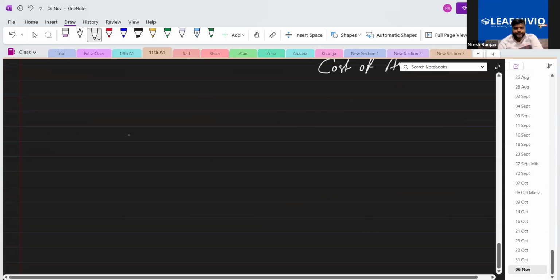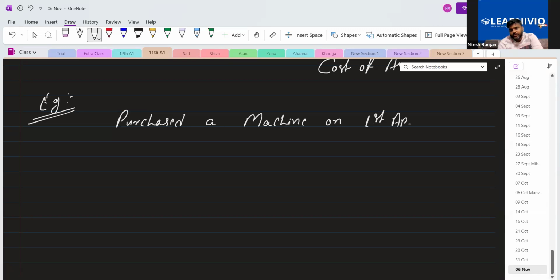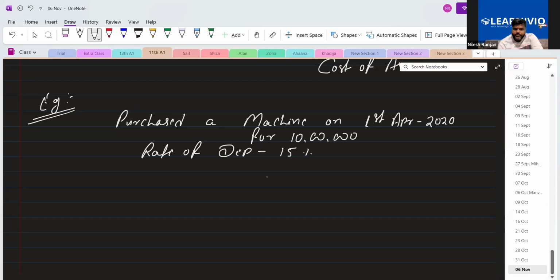Okay, so now the example. So let's say that a company purchased a machine on 1st April 2020 for 10 lakh. The rate of depreciation is 15%.